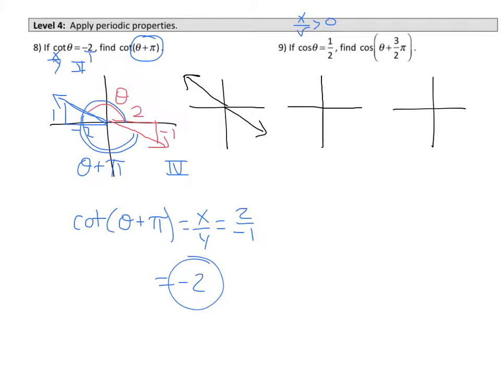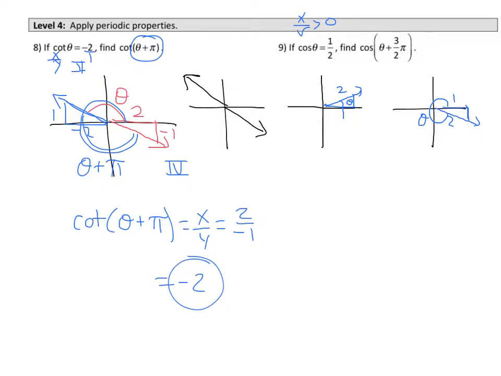If we're in quadrant 1, it might look something like that, where the x value is 1 and the r is 2. But we could also be in quadrant 4, which might look something like this, where x is still 1, r is still 2. So theta in this case is that little angle, theta in this case is the bigger angle, but either way we have a cosine of 1/2.